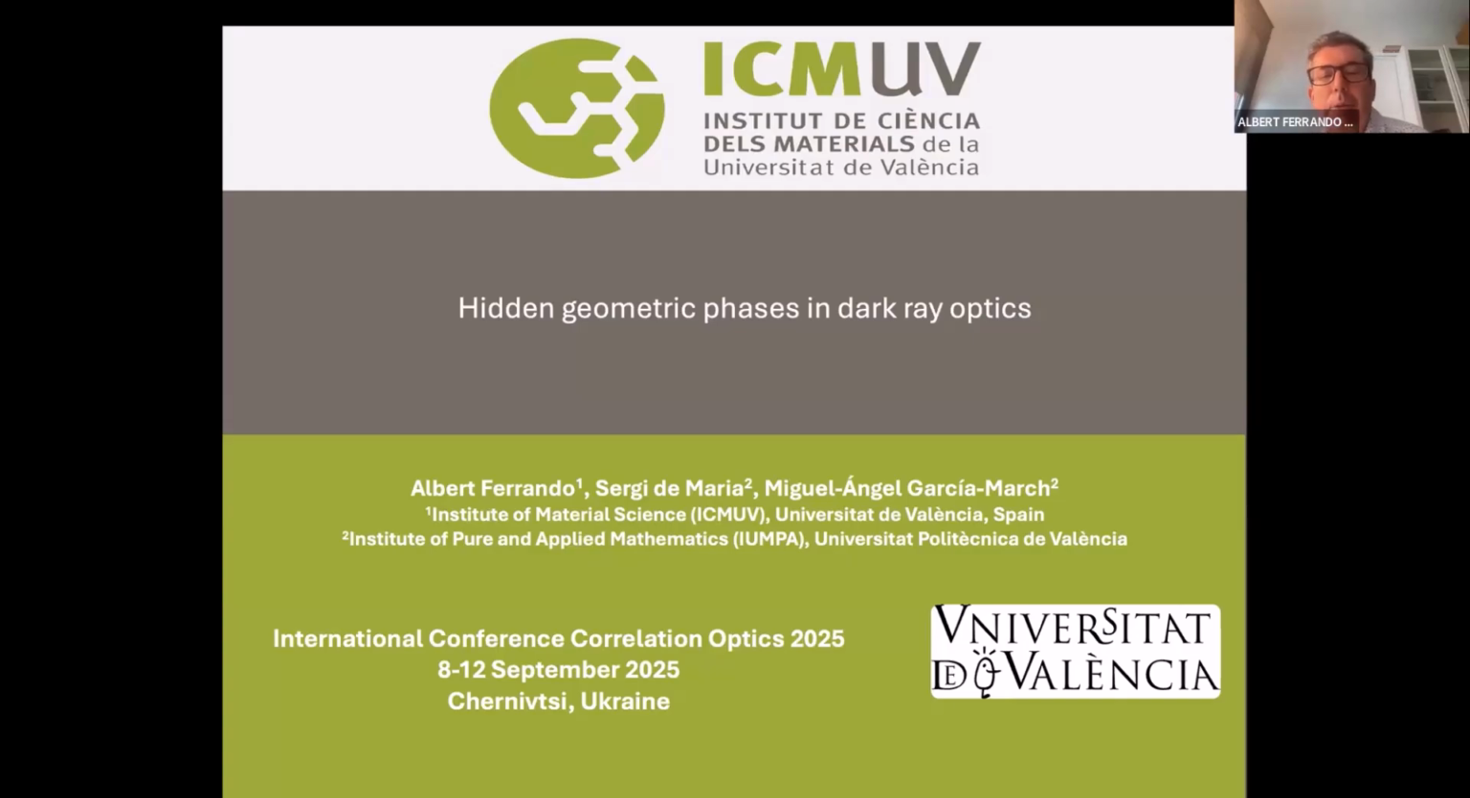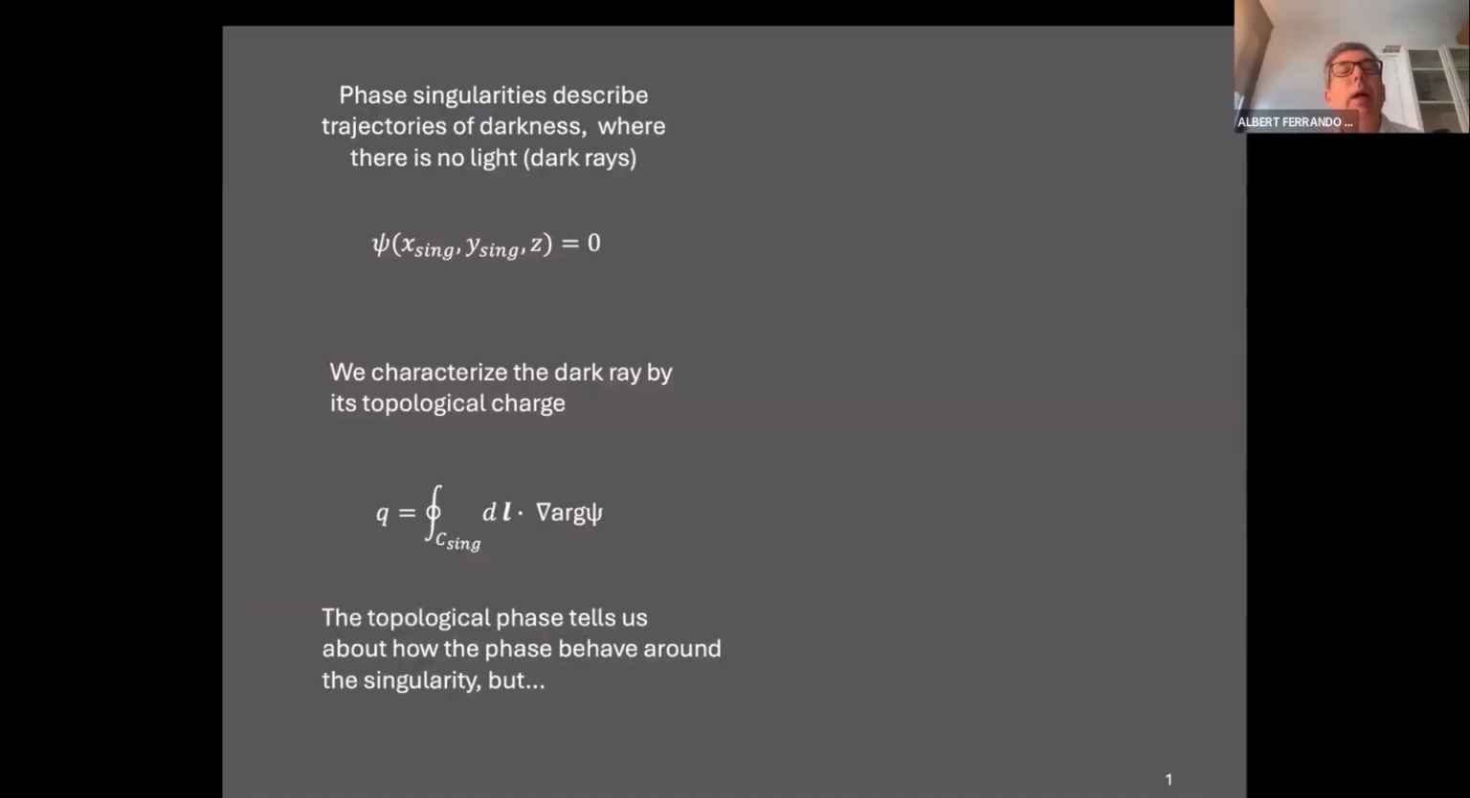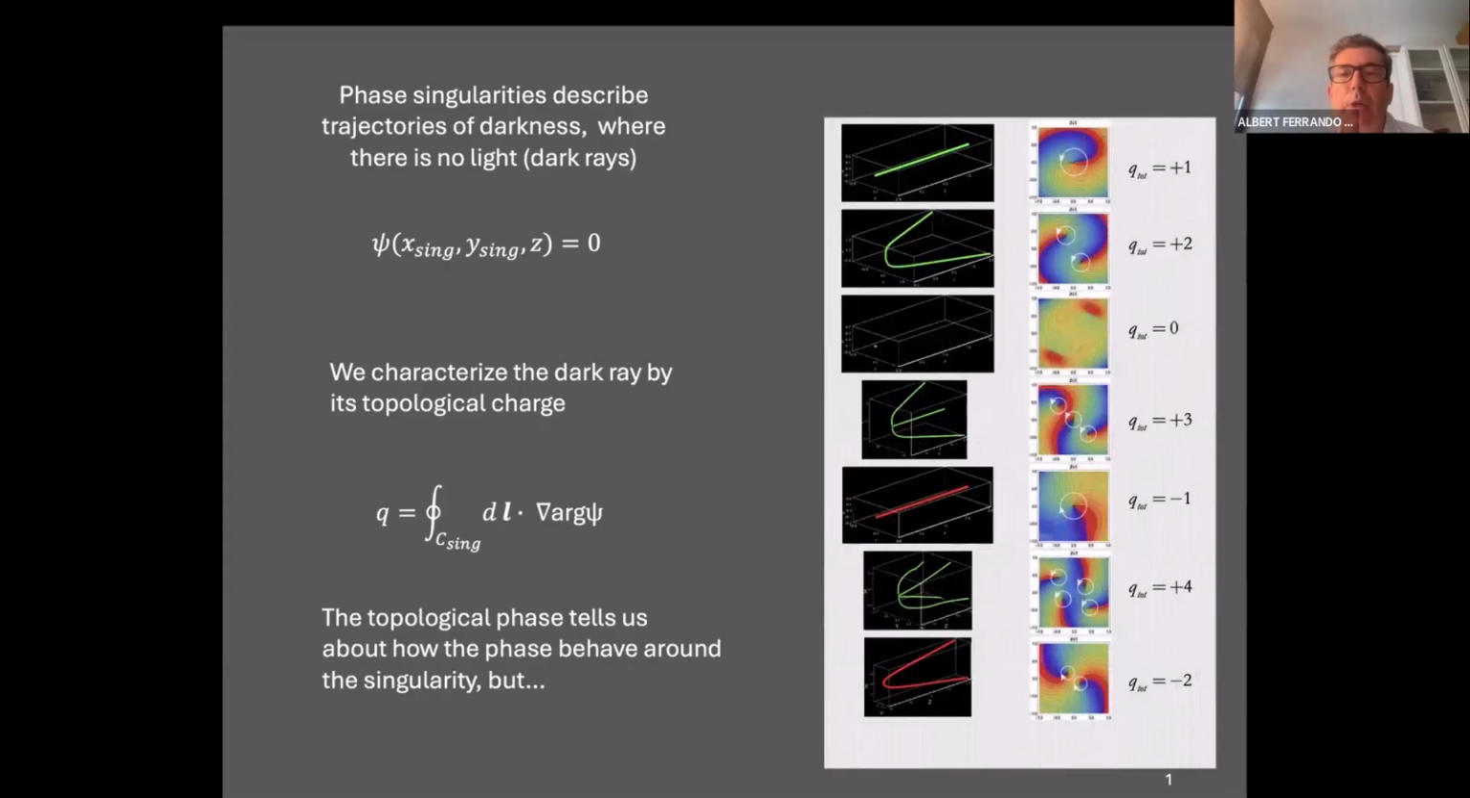This work has been done in collaboration with a PhD student of my former PhD student, Miguel Ángel García-March, and Sergi de María, from the Institute of Pure and Applied Mathematics of the Polytechnic Institute of Valencia. My talk is going to deal with something in which I think all the audience is expert, which is the trajectory of phase singularities, which is basically the trajectories of darkness, in which we analyze the zeros of the scalar field and the evolution of the zero in propagation of the scalar field, as you can see here.